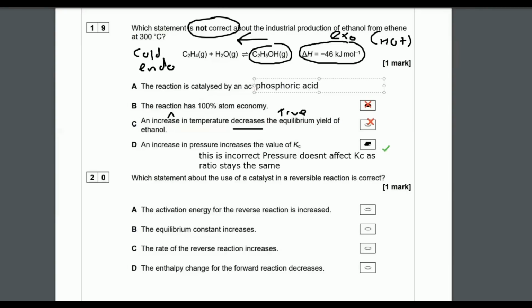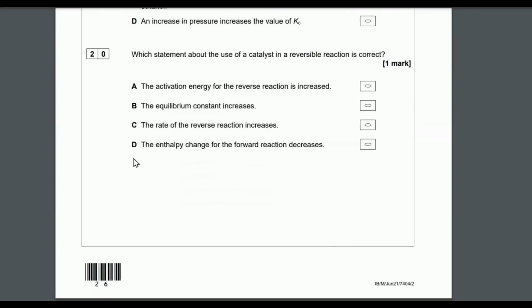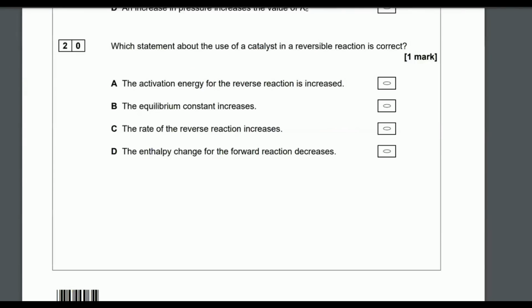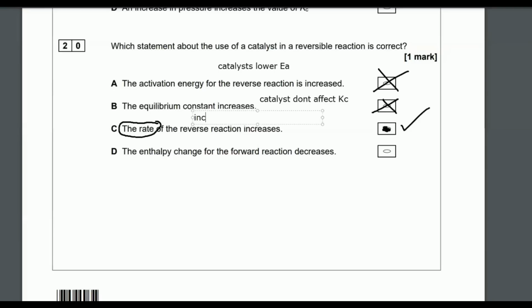Okay, let's look at 20. Which statement about the use of a catalyst in a reversible reaction is correct? The activation energy for the reverse reaction is increased. Now, you don't increase the activation energy. Of course, catalysts lower the activation energy. Catalysts also don't affect the equilibrium constant Kc. They do allow you to achieve equilibrium faster because we increase the rate of reaction.